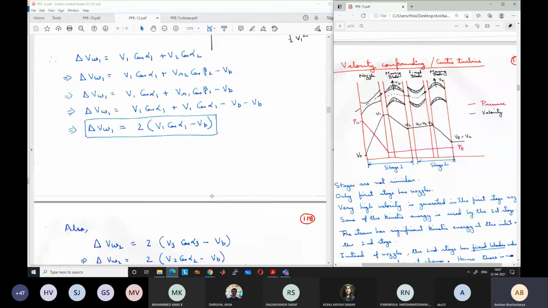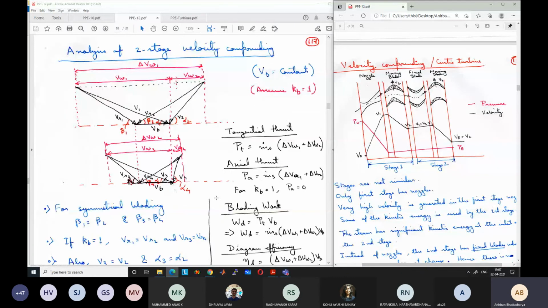Okay, so keep this diagram in mind, with the velocity diagram. At the inlet of the first stage rotor, velocity is V1. At the outlet of the first stage rotor, velocity is V2. At the inlet of the second stage rotor, velocity is V3 and V3 is equal to V2.